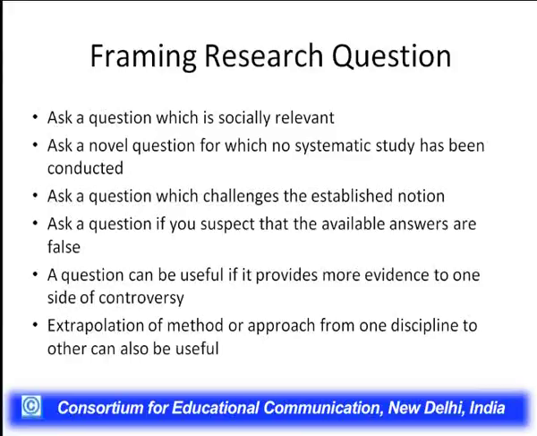Third, ask a question which challenges the established notion, because we all are social scientists, and the purpose of social science is basically to create rival theory, rival hypotheses, and to ask critical questions. So you have to question something which is considered established in the literature, something you doubt. Challenging the established notion is an important way to think when you are framing the research question. Ask a question if you suspect that the available answers are false.